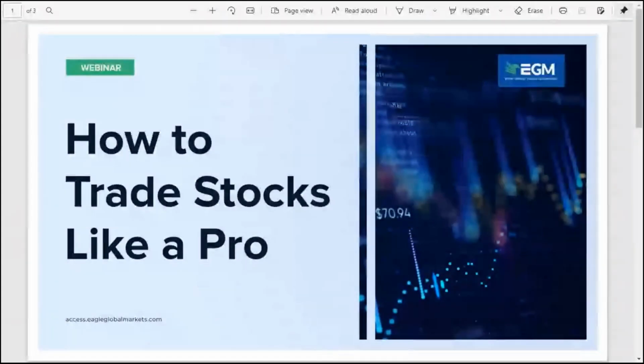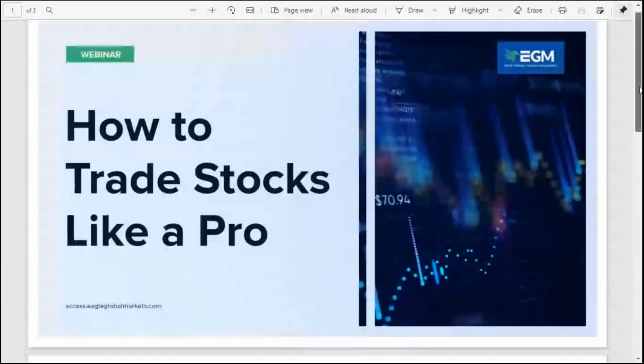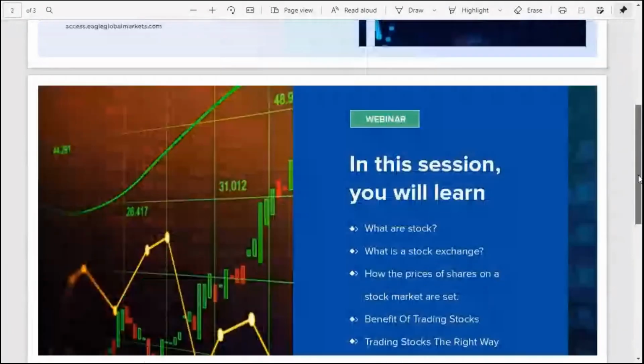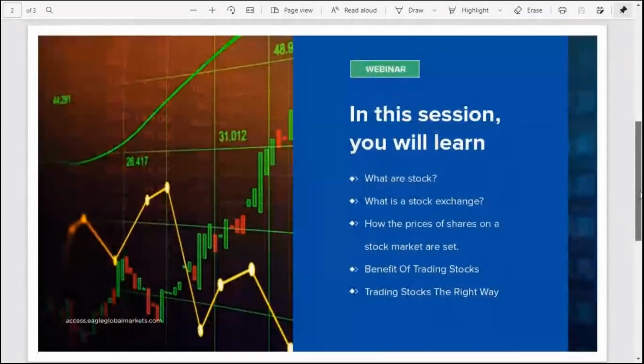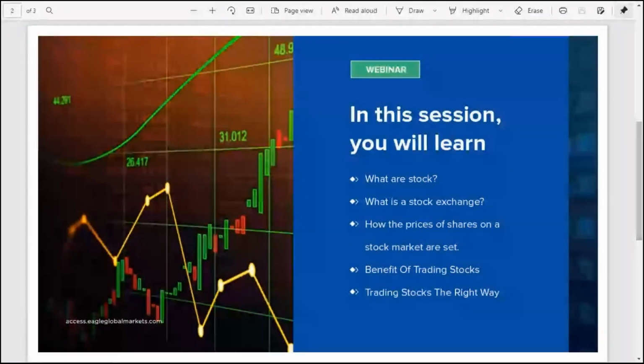Thank you. How to trade stocks like a pro. In this session, you'll learn what stocks are, what a stock exchange is, how the prices of shares on the stocks market are set, the benefits of trading stocks, and trading stocks the right way, where we get into the technical part and also the fundamental aspect of it. Now, what are stocks? We already have a few people talking about what stocks are in the chat box, but let's take a deeper dive.